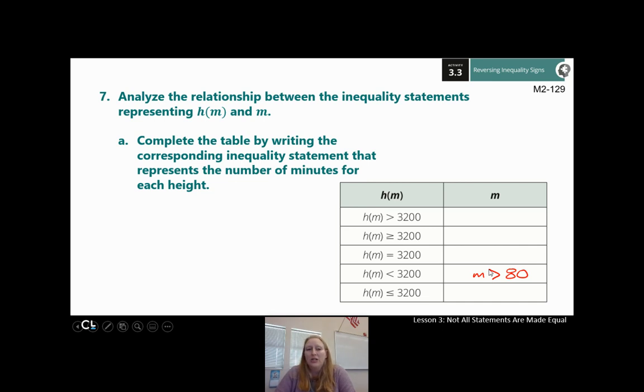Here's what I would like you to do now. Oh, and I already see some typos in my work. That's terrible. Go ahead and hit pause, given what you see here, given what happened here, and notice the numbers haven't changed. What do you think the inequalities would be for m for these other guys? So we had h of m is less than 3,200, but when we solved it, we discovered that m had to be greater than 80. So what do you think m would have to be for these other guys? Go ahead and hit pause and write it down, and then hit play when you're ready to check your work.